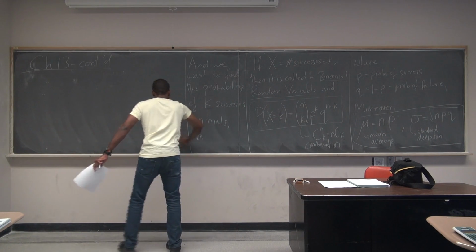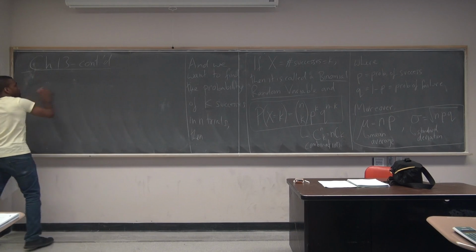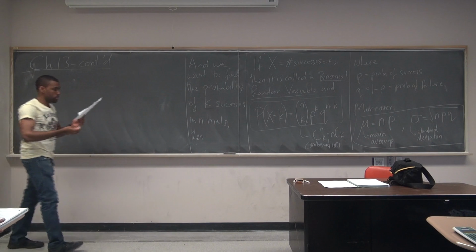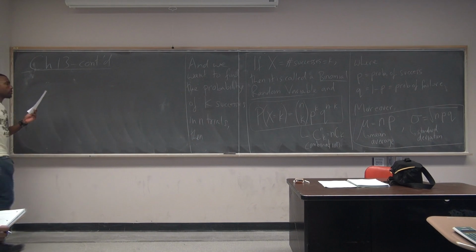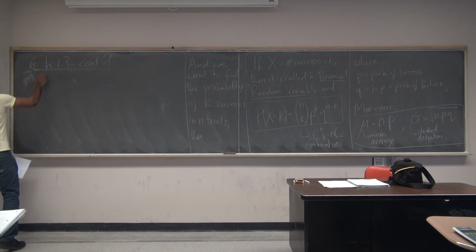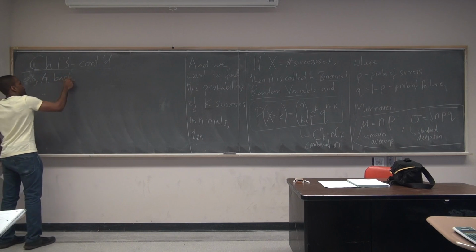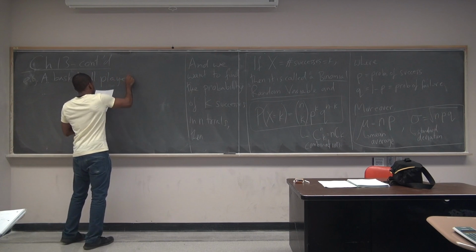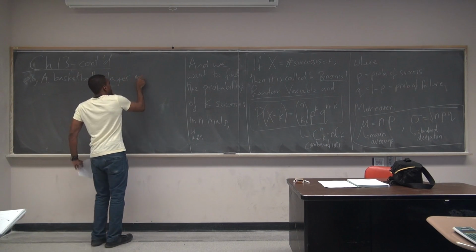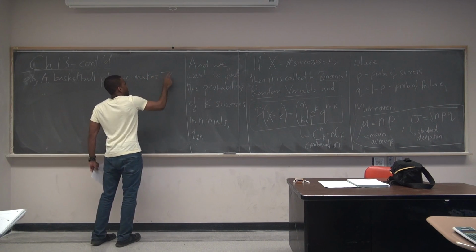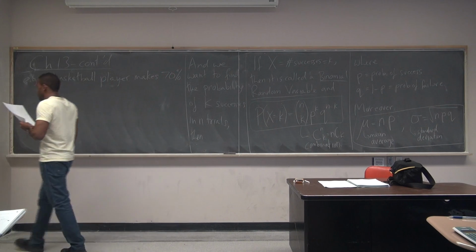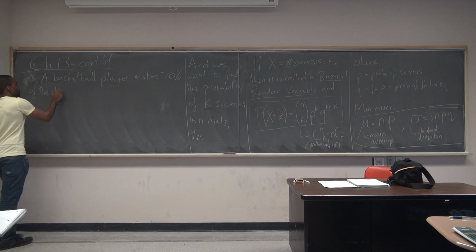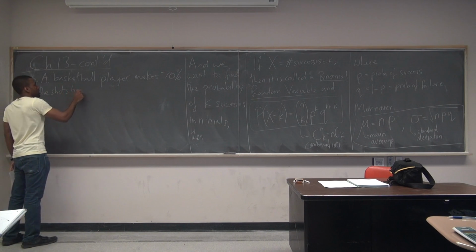Let's do an example. For right now, we'll do one example because in the next chapter, we're going to come back to binomials, and we will do more. So the basketball player makes 70% of the shots he takes.